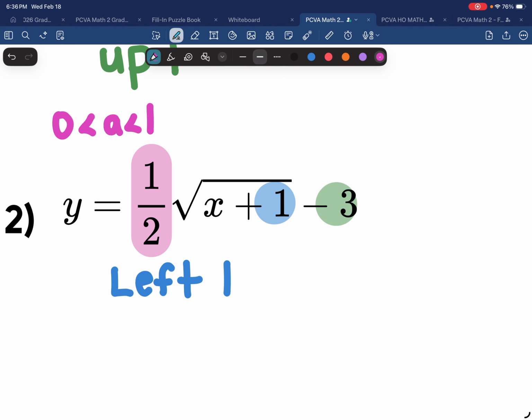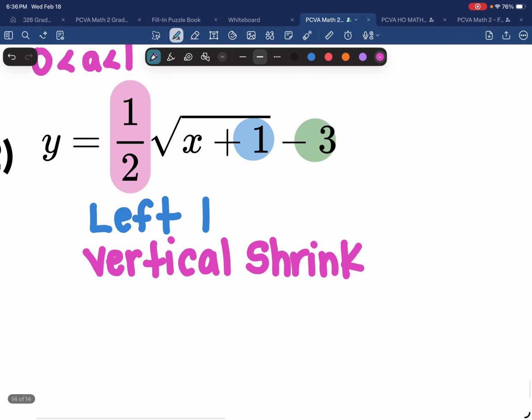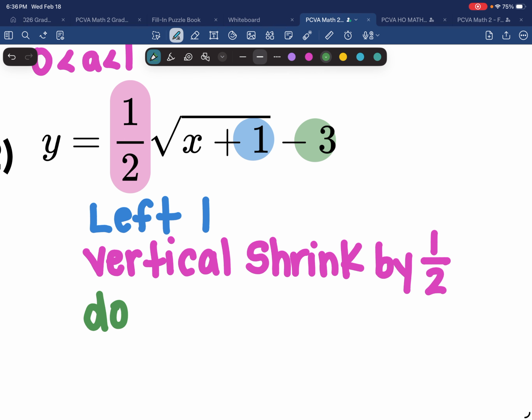but greater than 0. So this is going to be a vertical stretch, a vertical shrink or a vertical compression. Either word can be used. They're interchangeable. Some questions use one word and some use the other. So just make sure that you know shrink and compression are the same thing. So we're going to say it's going to be a vertical shrink by 1/2. And then finally we go to the back and we see that we have -3. So -3 means we're going to go down 3 units.